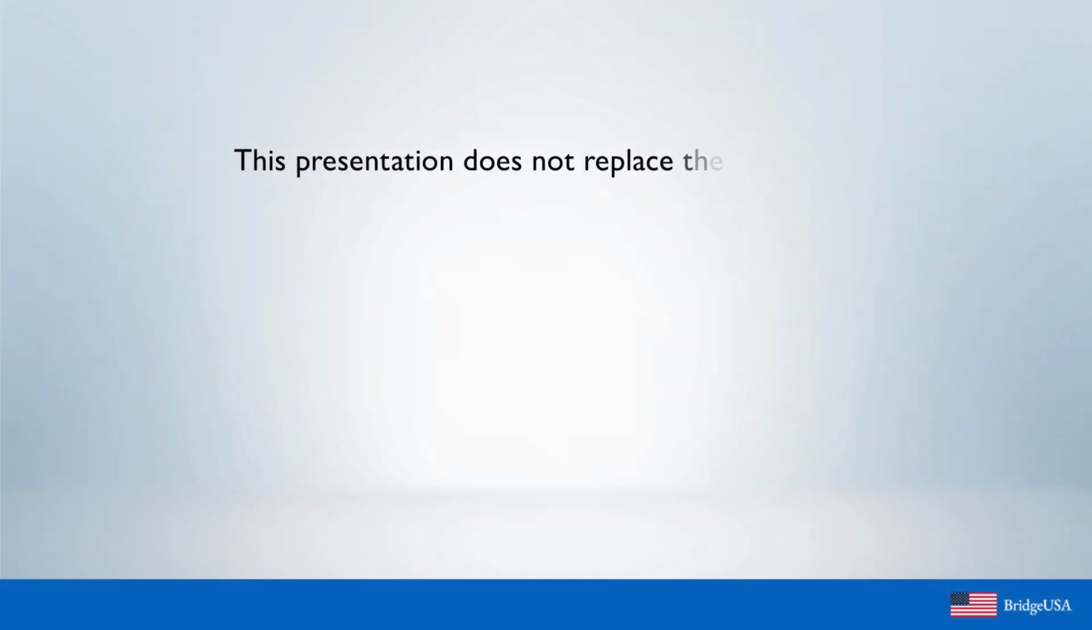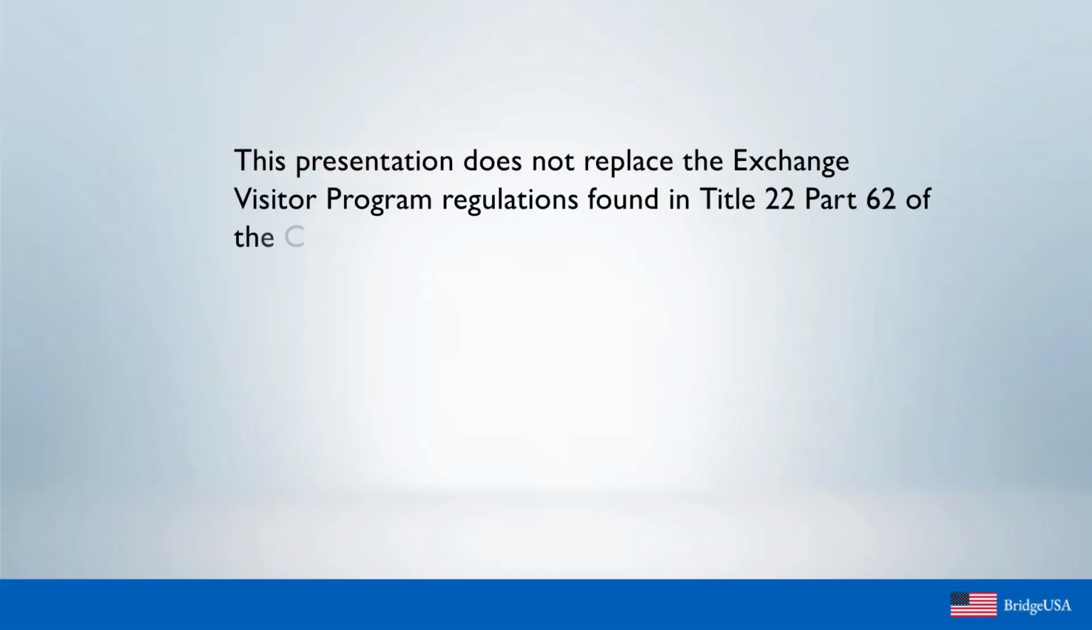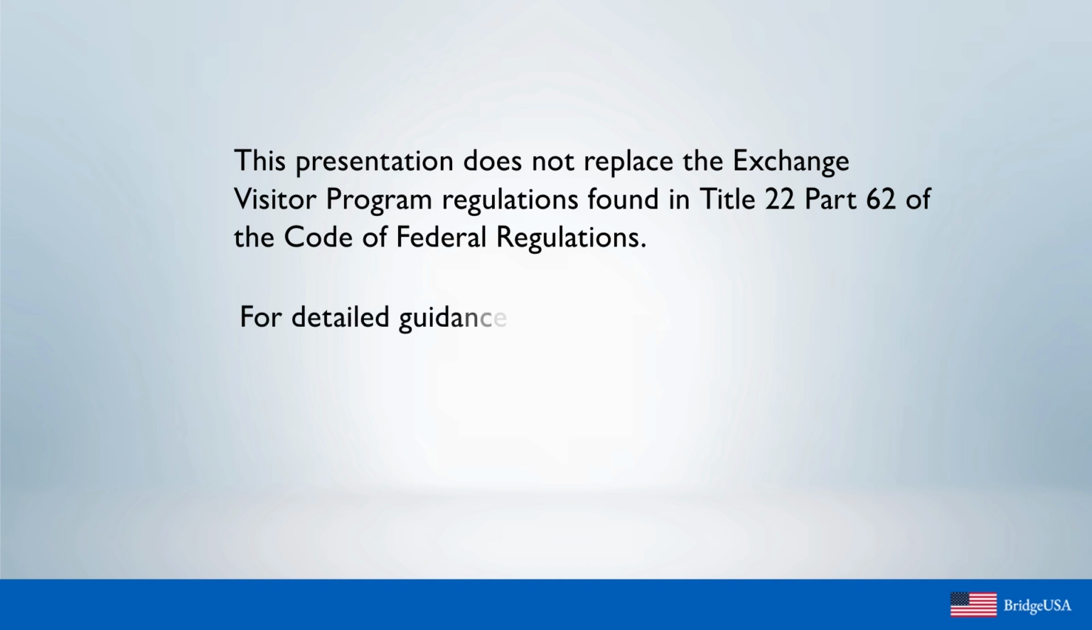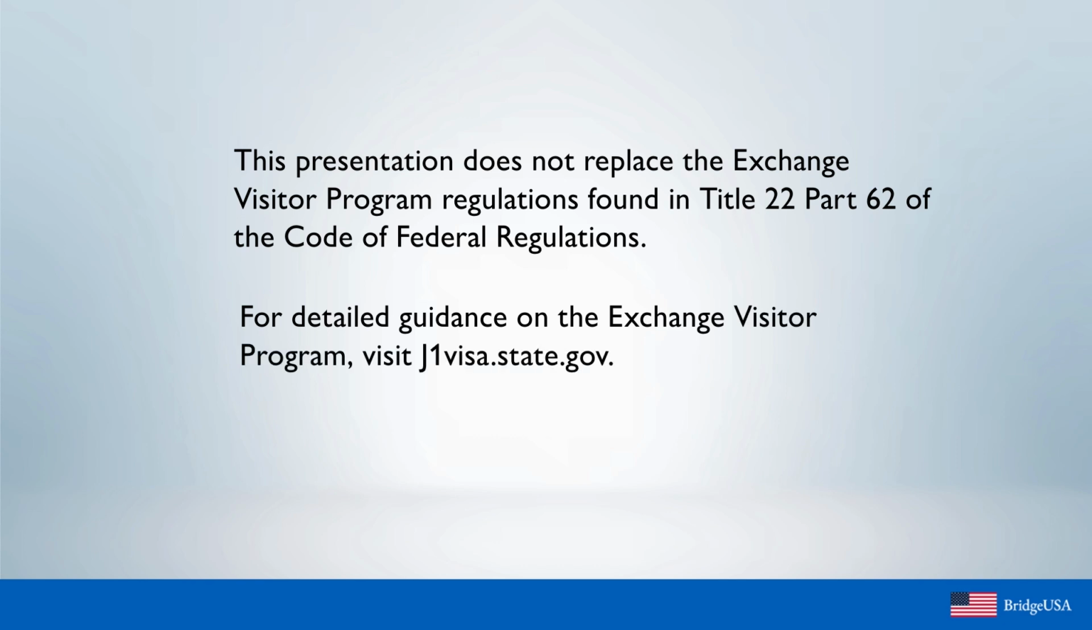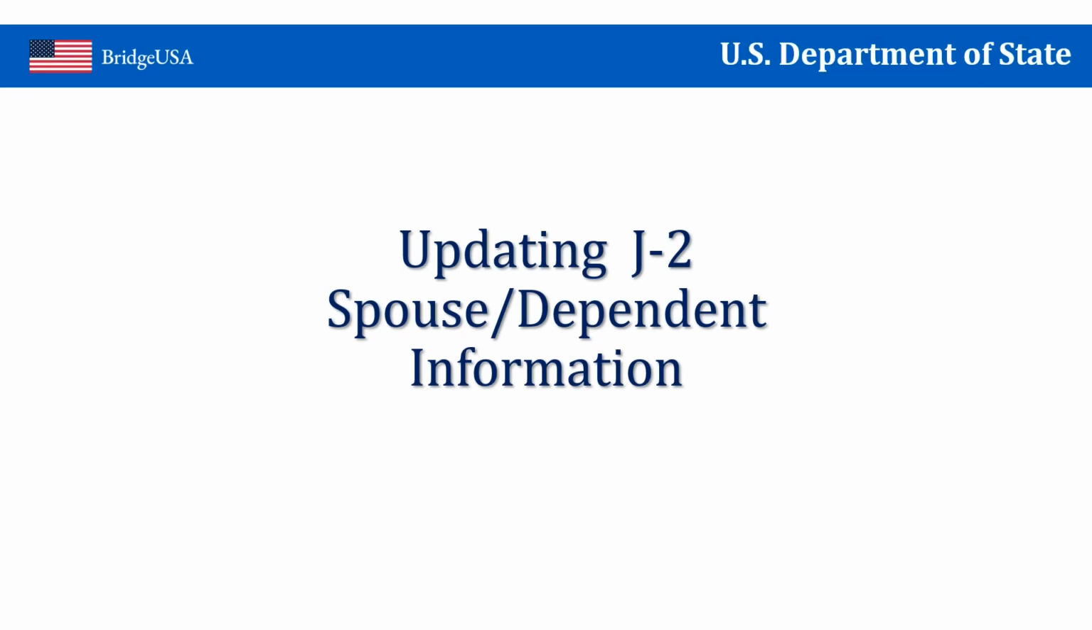This presentation does not replace the Exchange Visitor Program regulations found in Title 22, Part 62 of the Code of Federal Regulations. For detailed guidance on the Exchange Visitor Program, visit j1visa.state.gov. Let's first look at updating the J2 spouse dependent information.